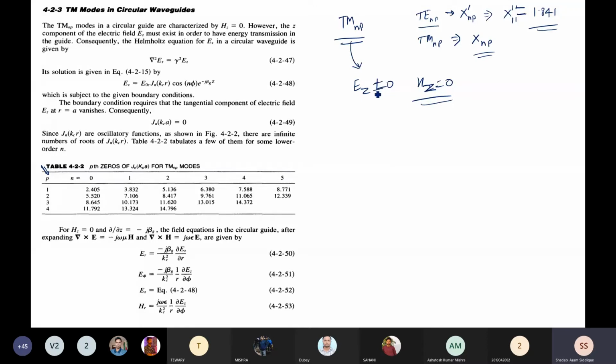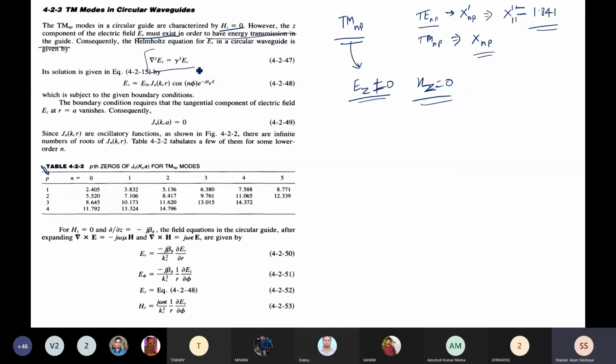The electric field in the Z direction will be responsible to carry some energy. If this becomes 0, the energy will not be carried. So this should not be equal to 0. That's why it is written as not equal to 0, because it is responsible to carry the energy from one point to another in the propagation direction. So the TM mode in circular guide is characterized by Hz equal to 0. However, the Z component of the electric field Ez must exist in order to have energy transmission in the guide.